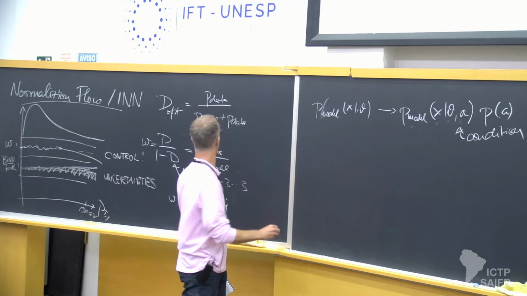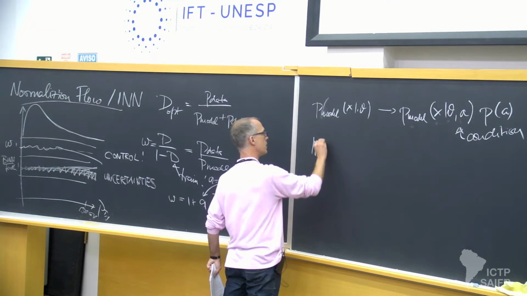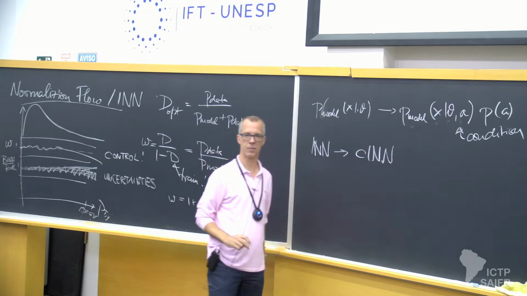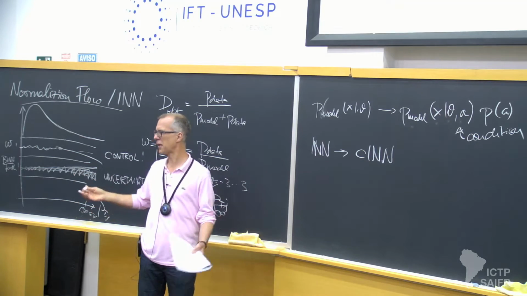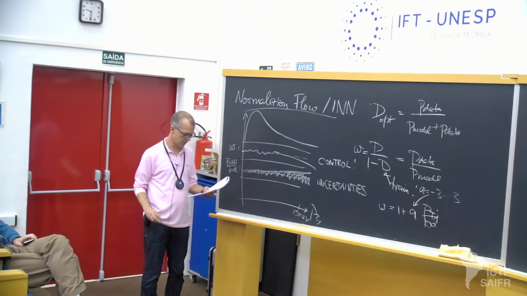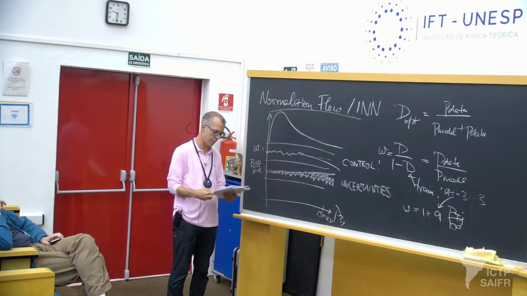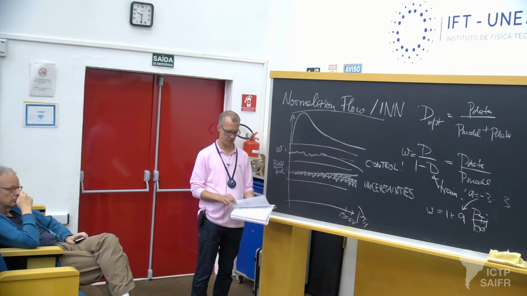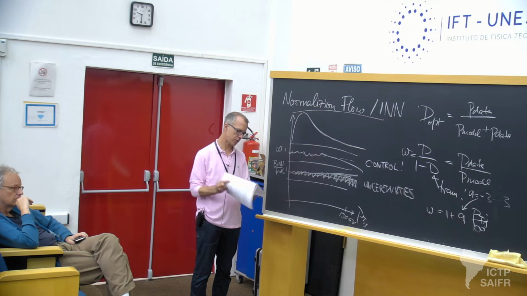So what you do formally here is you go from an INN to a conditional INN, CINN. Very simple if you think about it, now driven by an uncertainty, which is a real life problem. We have just introduced conditional networks.